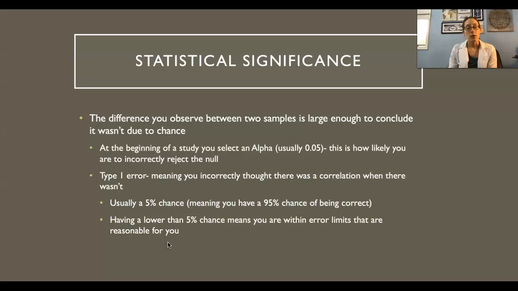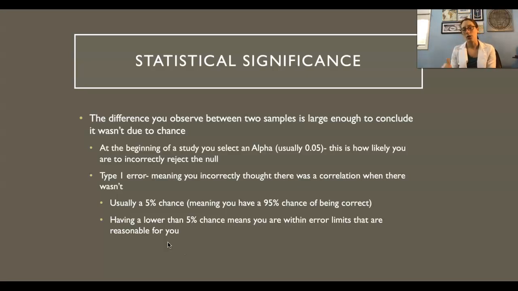At the beginning of the study, you actually will select an alpha, and it's usually at least 0.05, and that's how likely you are to incorrectly reject the null. That means you are saying that there is a correlation in your findings when there actually isn't. That's called a type 1 error. So you incorrectly thought there was a correlation when there isn't one there. That means you have a 5% chance of error, which means you have a 95% chance of being correct. And in most studies, 95% is good enough.